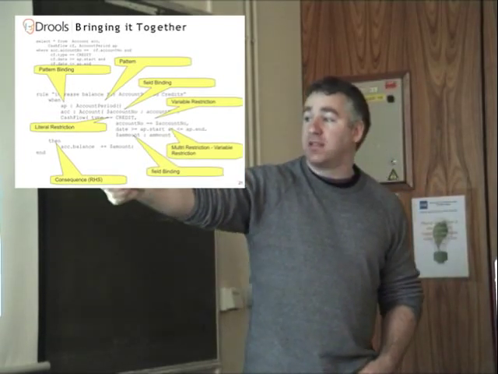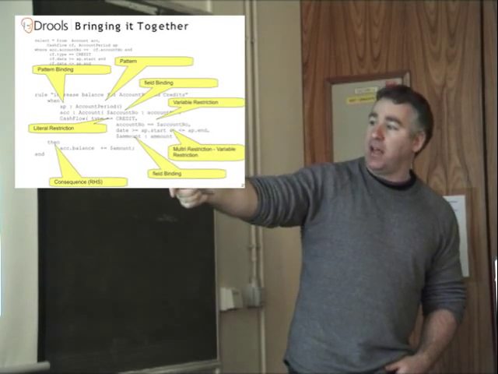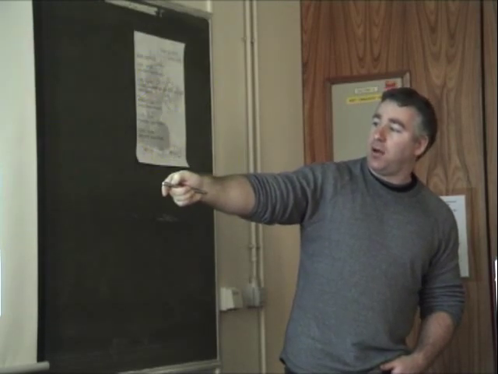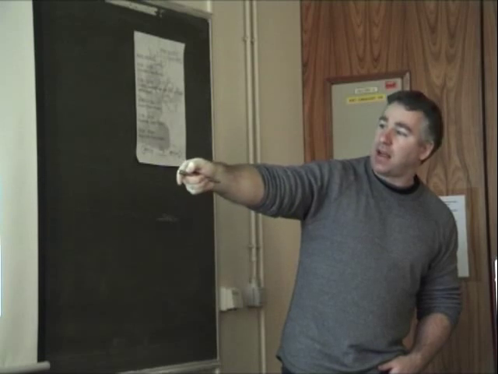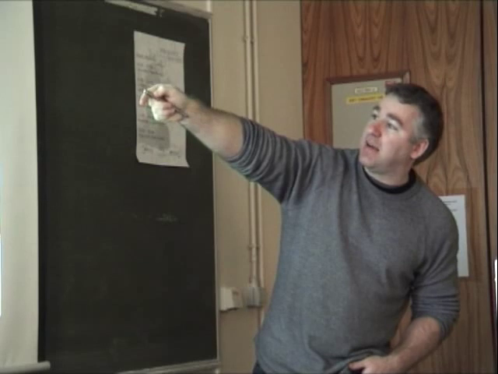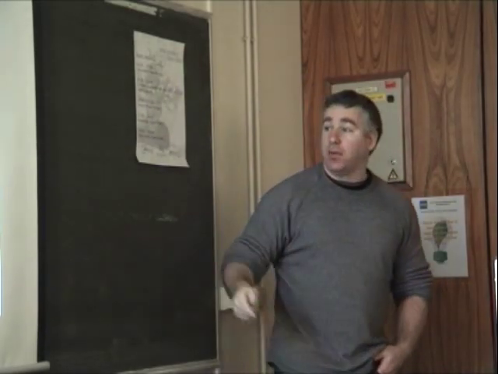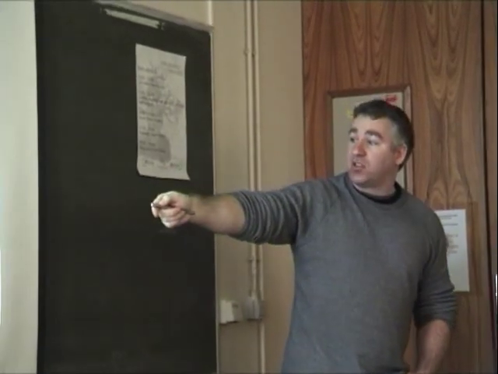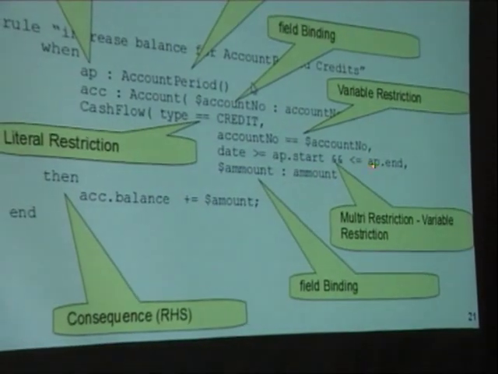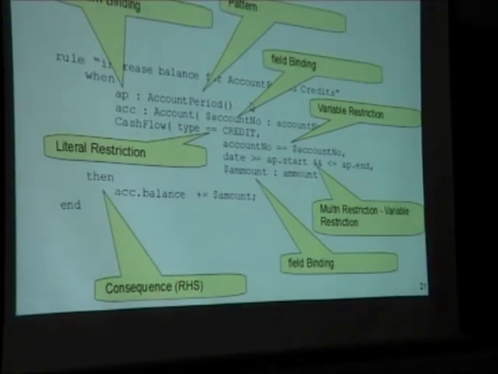It has a literal constraint, the type equals credit. There's our first join. So where cash flow account number equals, see that it says dollar account number? So we can go there, that account number is on this field. That's like saying where, exactly the same as this there. And the execution semantics are exactly the same as SQL. And there's our date range, where date is greater than ap.start and date is less than ap.end. This is exactly the same way of doing those two things there.